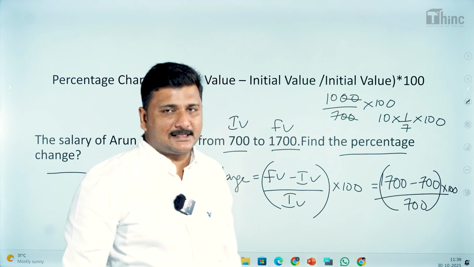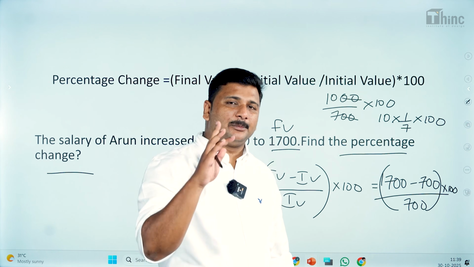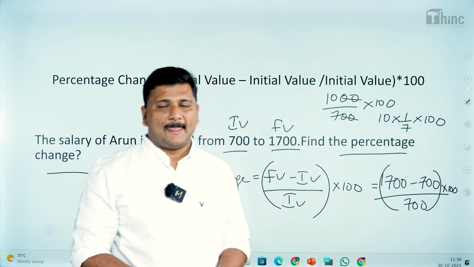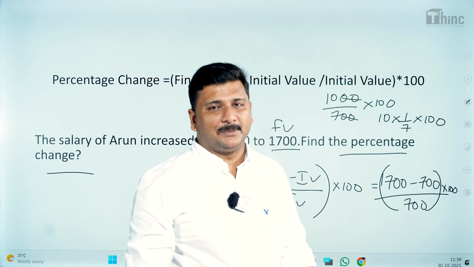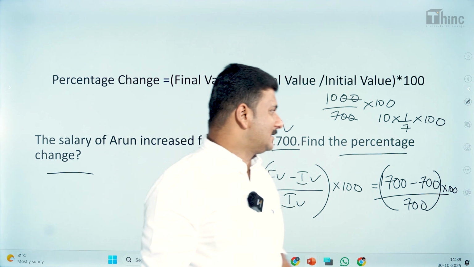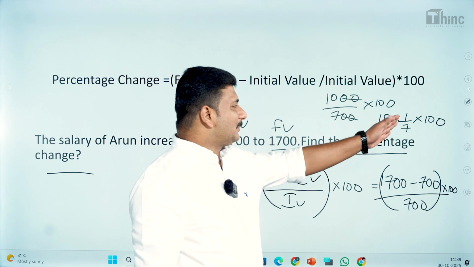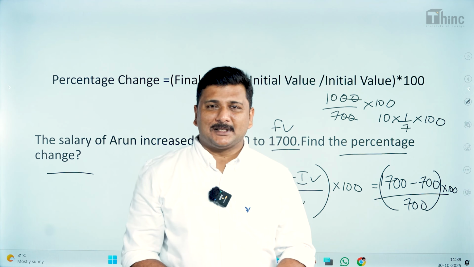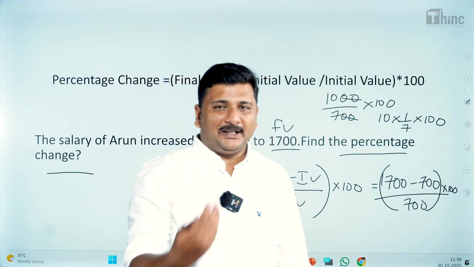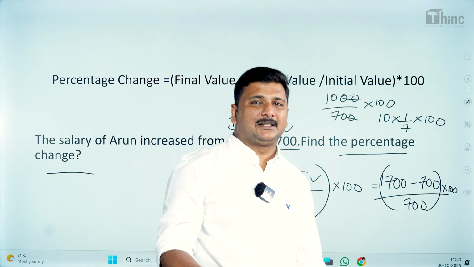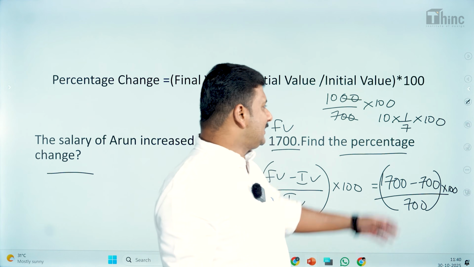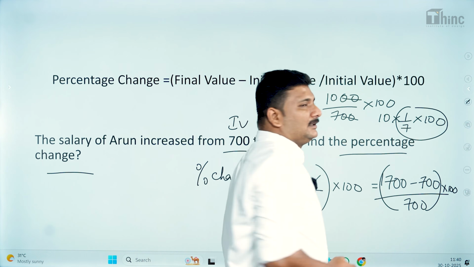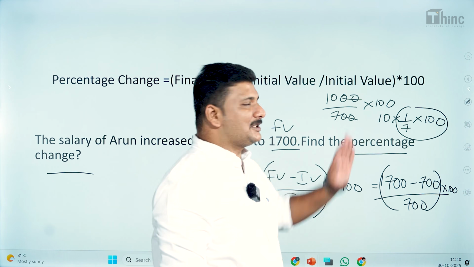Now why I am writing like this is, we know that if you multiply a number with 1 by 7, you will get 14.28% of the number. If you multiply any number with 1 by 7, you will get 14.28%. So we need 1 by 7 into 100. When you multiply 1 by 7 with 100, we will get 14.28% of the 100, right? Now we know that 20% of 100 is 20, 30% of 100 is 30, 40% of 100 is 40. So we need 60% of 100, that is 60. So when you multiply 100 with 1 by 7, that is nothing but 14.28% of 100, right?